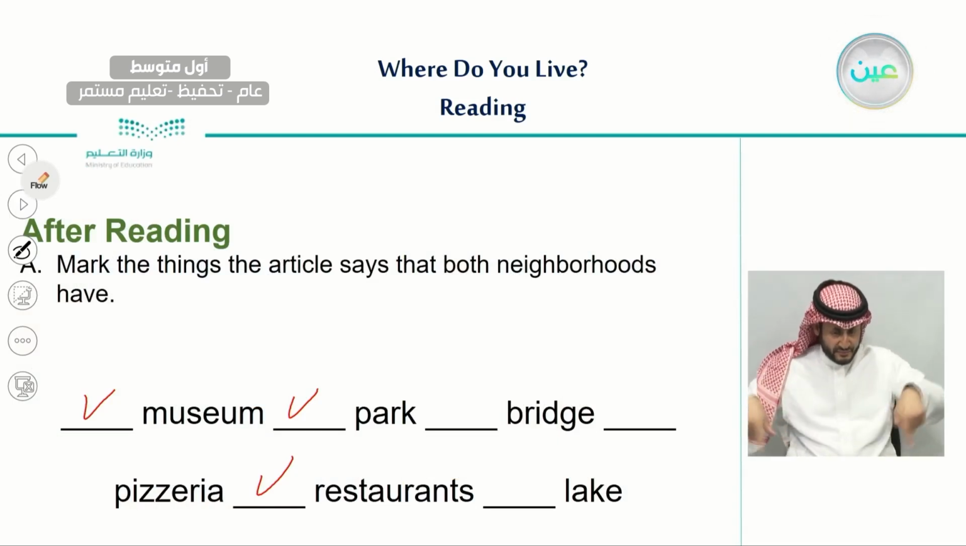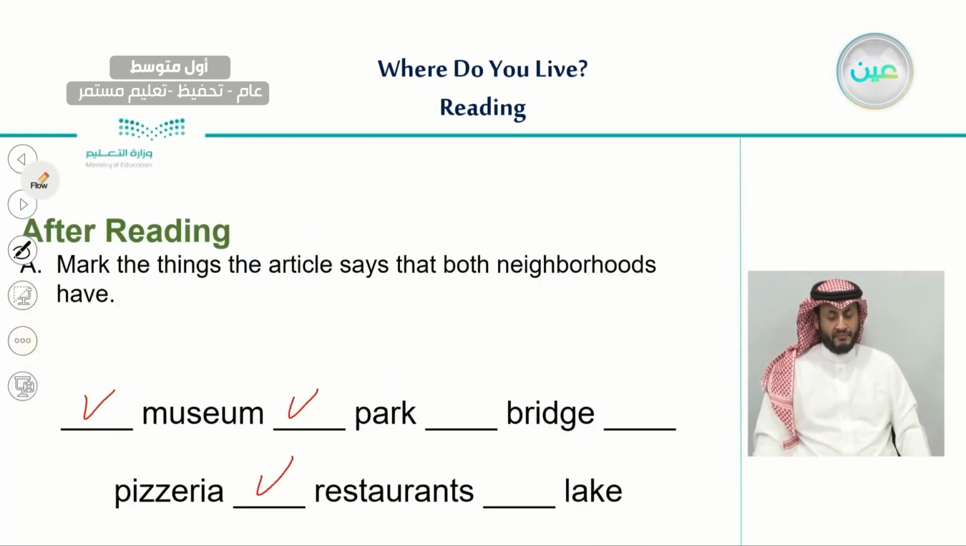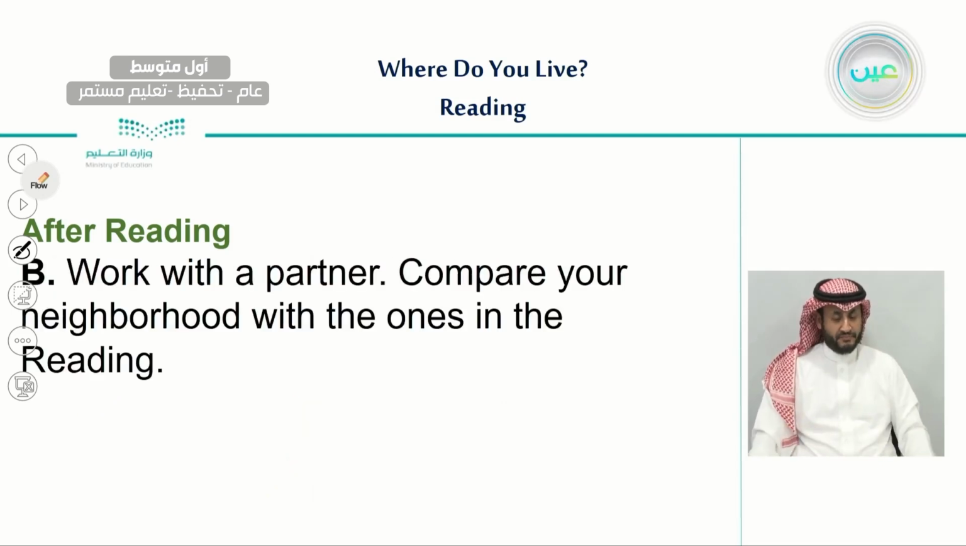Let's go for the last one, a lake. So let's go back here. John says that in Prospect Park we have lakes, two lakes actually. But what about Francisco? Did he mention anything about lakes? Very good. He didn't mention anything about lakes. So these three places are the mutual places of both neighborhoods.